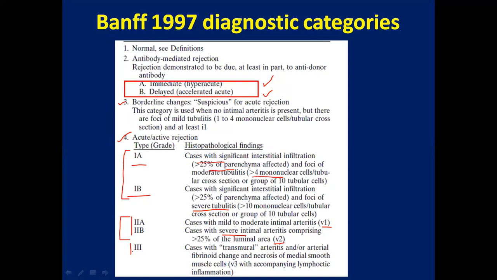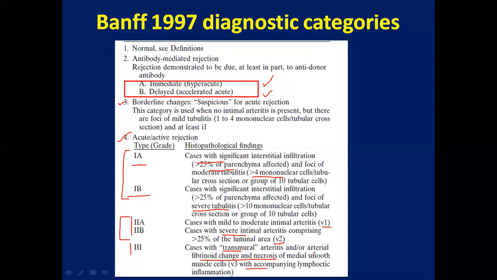That means from intima, media to adventitia. So all the 3 layers will be affected. That is called as a transmural. So it is going through the media. So it is a transmural kind of inflammation. So either a transmural arteritis or there is an arterial fibrinoid change or necrosis of the medial smooth muscle cells.